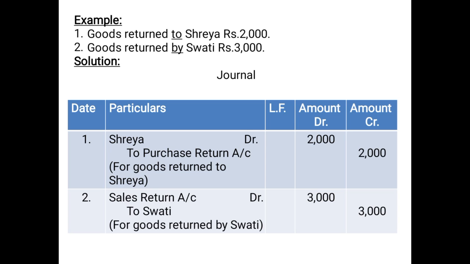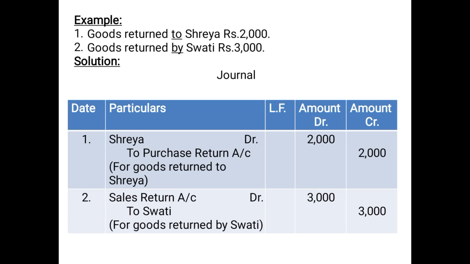Second example, goods returned by Swati, rupees 3000. Now I have underlined the word by. So as you can see, if the goods are returned by Swati, to whom must Swati have returned the goods?